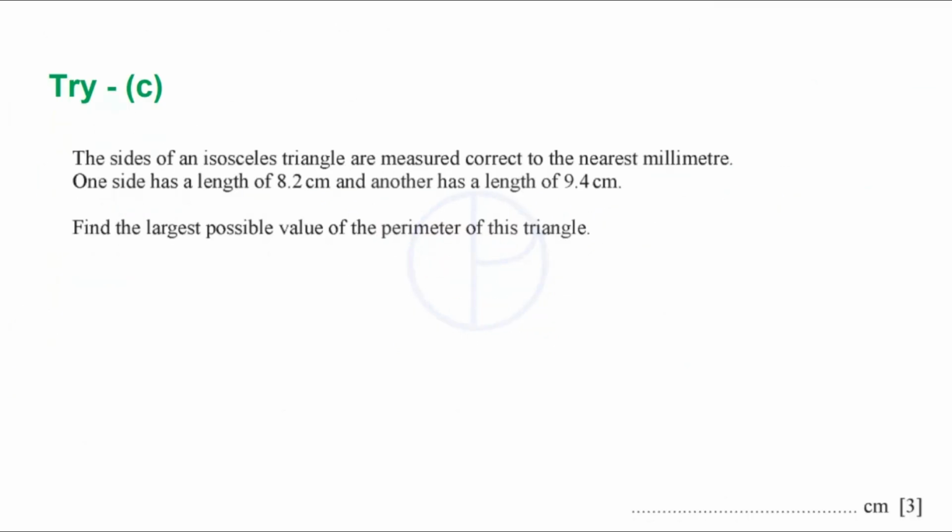Try this question. The sides of an isosceles triangle are measured correct to the nearest millimeter. One side has a length of 8.2 centimeter and another has a length of 9.4 centimeter. Find the largest possible value of the perimeter of this triangle. Try to do this question and share your answer in the comment section.